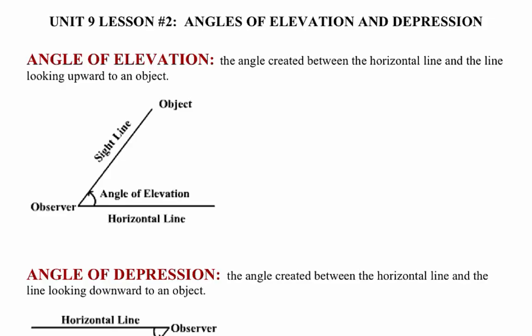Unit 9, Lesson 2, we're going to learn two new definitions and then continue to use sine, cosine, and tangent to help us answer some word problems. The two definitions you need are angles of elevation and angles of depression.